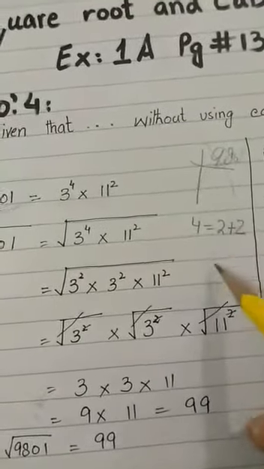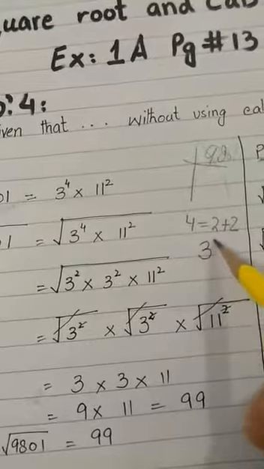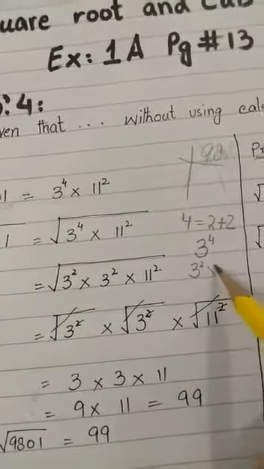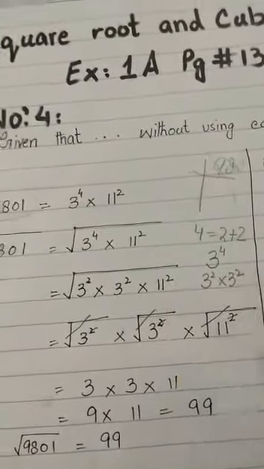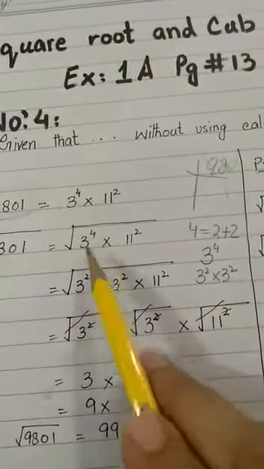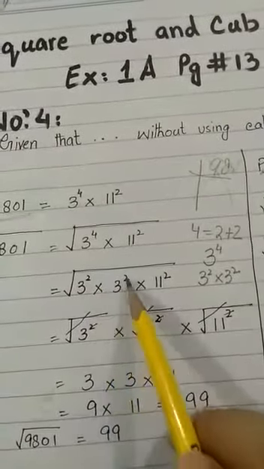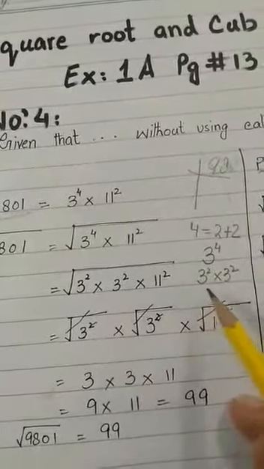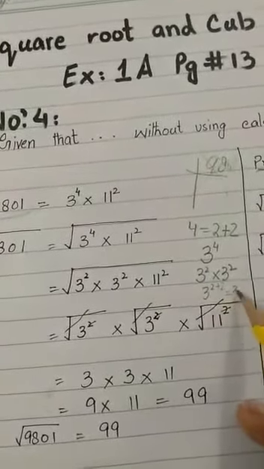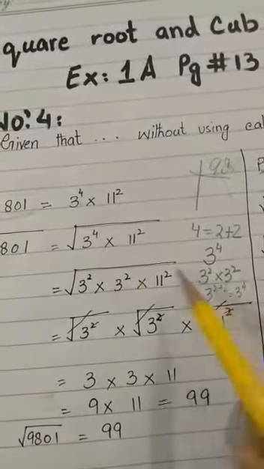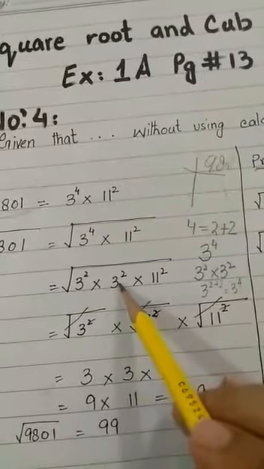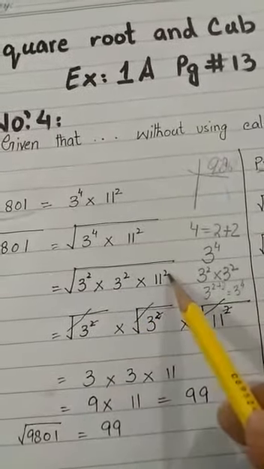We can write 4 as 2 plus 2. And you know that there is 3 to the power 4. So we are writing it like this. 3 to the power 4, we can write with 3 square multiplied by 3 square. Clear? Again, we will combine them. So that's why by using this rule, we can write 3 to the power 4 as 3 square multiplied by 3 square directly, multiplied by 11 square.